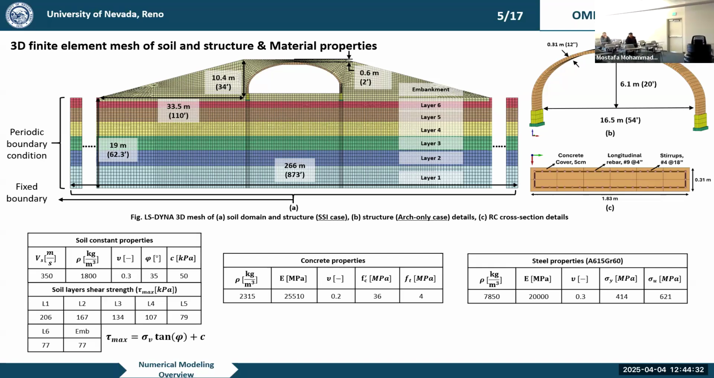I'm just curious, how did you model the interface between the arch and the soil? These are not tied. We have defined contact elements, and those contact elements work based on Coulomb friction. So we define some friction coefficients between soil and structure, and they can just slip on top of each other.